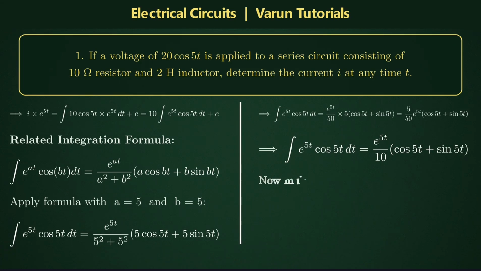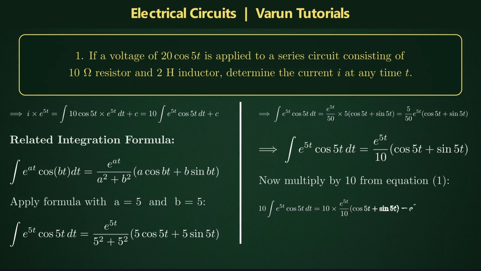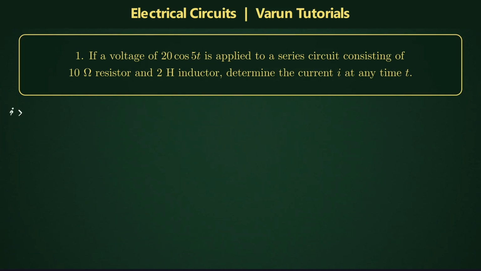Now we multiply by 10 to find the full integral from our general solution. Multiplying by 10 cancels out the denominator of 10, leaving exactly e to the 5t times the quantity cosine 5t plus sine 5t. We substitute this result back into our general solution equation. This gives I times e to the power of 5t equals e to the power of 5t times the quantity cosine 5t plus sine 5t, plus c.